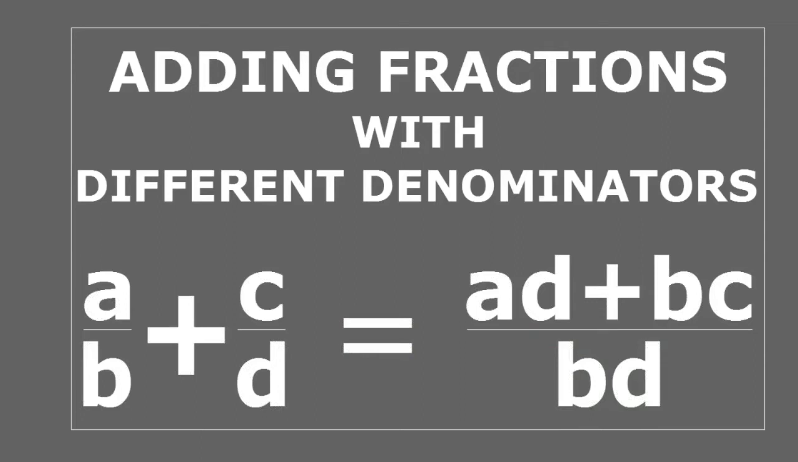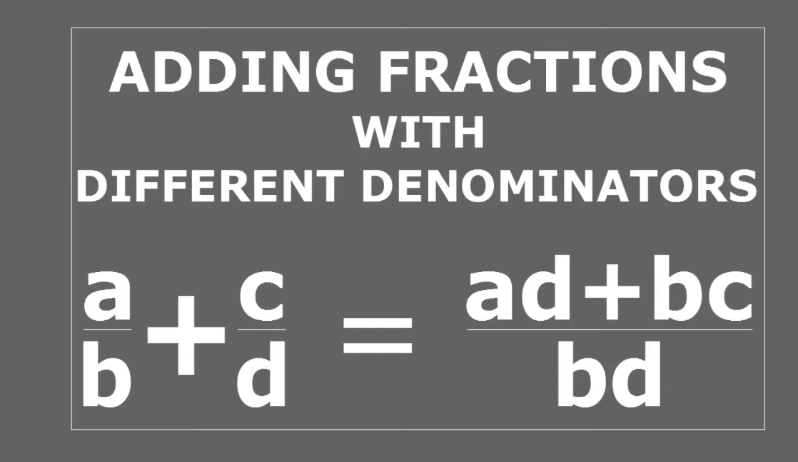When you're adding two fractions and each one of those fractions has a different denominator, for example here a over b plus c over d, b and d are the denominators and they are different. The only thing you have to do to perform this operation is just to memorize that a over b plus c over d equals ad plus bc divided by bd.